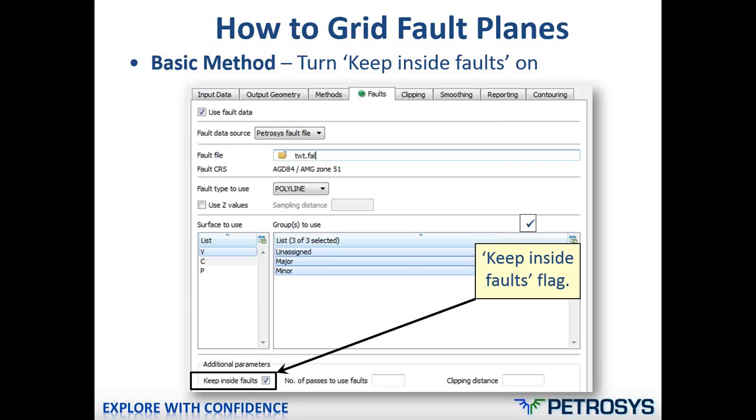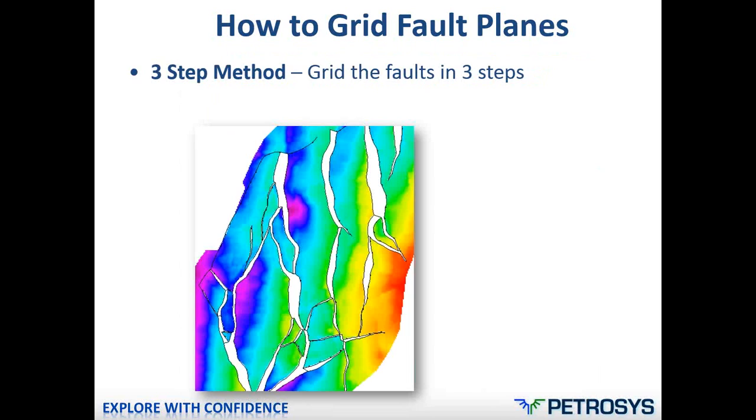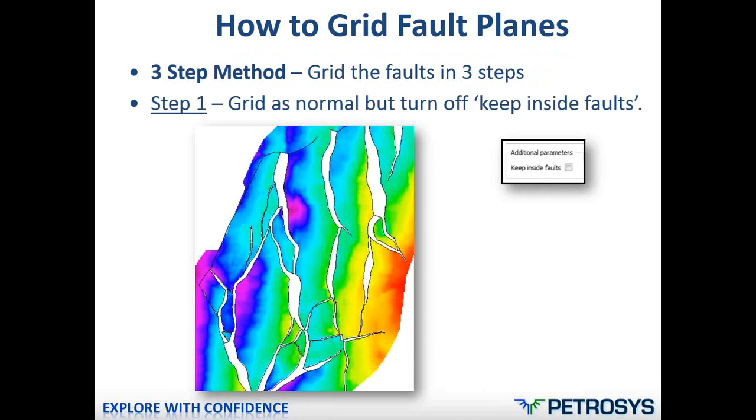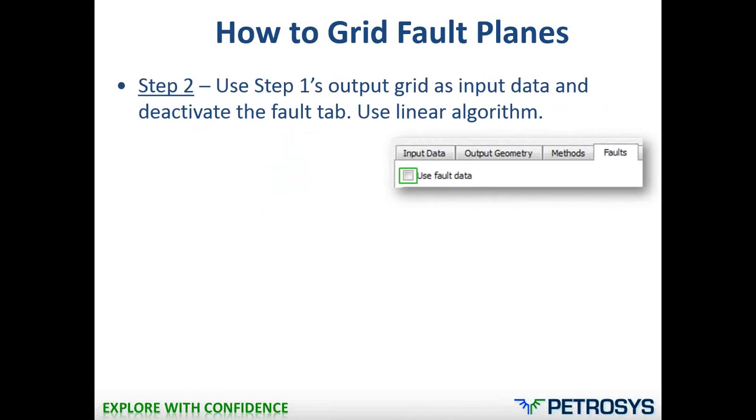So if this happens to you, you can use the three-step method of gridding, so the second method here, and this method grids the faults in 3 steps. So in the first step, it grids as normal, but we turn off keep inside faults that we use in the basic method. And this blanks the faults, so we have no grid values within the fault areas, just over here. In the next step, we use the output grid from the first step as input for gridding, and this time we deactivate the fault data tab. And we also use linear algorithm.